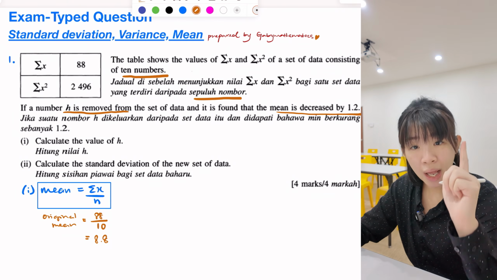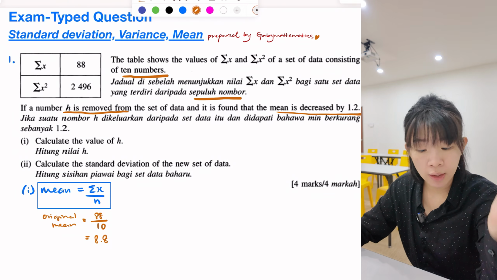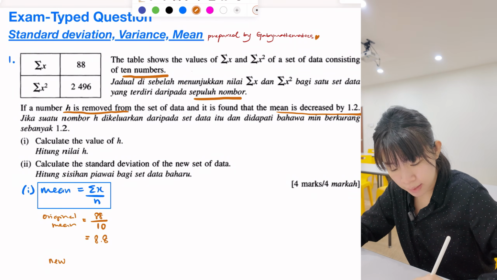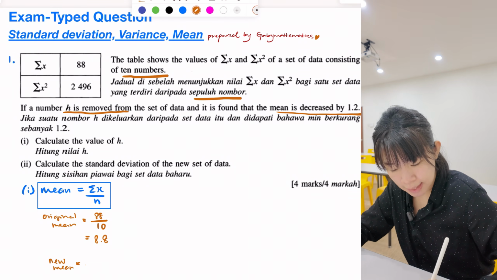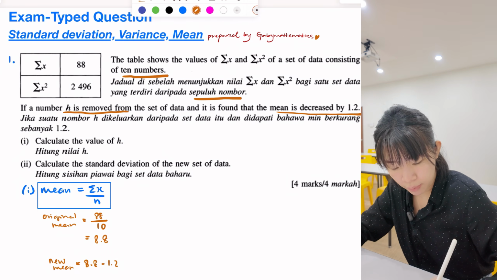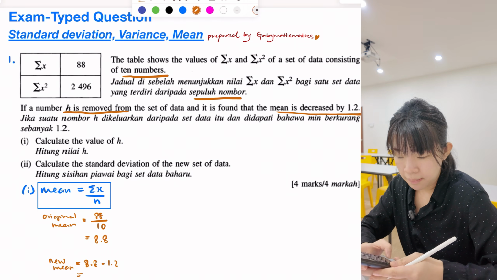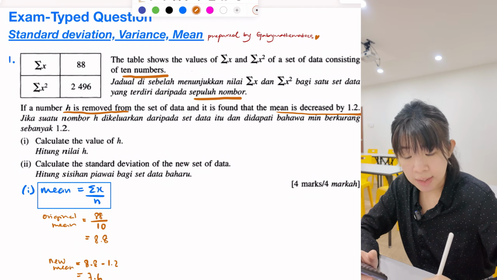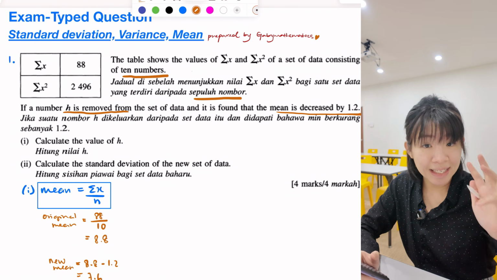Now, when one number, the number h, is removed, the mean drops by 1.2. Which means we can find the new mean. The new mean is 8.8 minus 1.2, which becomes 7.6. So this is the mean with 9 data.